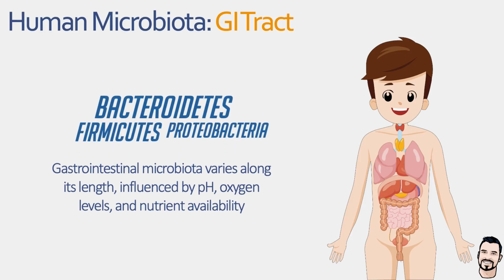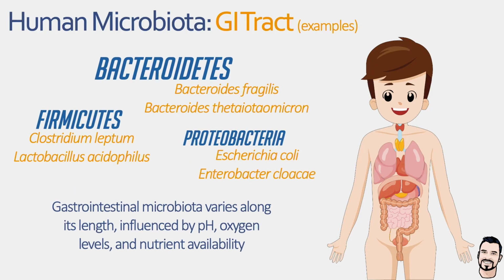Overall, the dominant groups of the gastrointestinal microbiota are the Bacteroidetes, followed closely by the Firmicutes and then the Proteobacteria. If we look at some key examples and their roles, we have quite a few. Bacteroides fragilis plays a key role in modulating the immune system and maintaining gut homeostasis. We also have Bacteroides thetaiotaomicron, which helps digest complex carbohydrates and break down dietary fibers, supporting nutrient absorption throughout the gut.